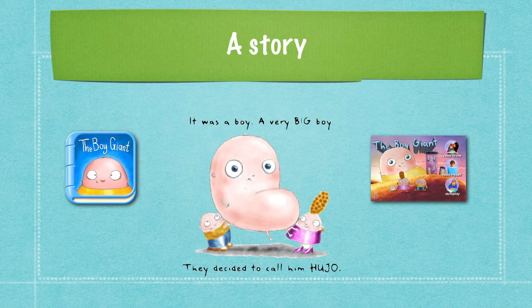I'm sure we all have a favorite story or book that we have either read or had read to us. This story here is kind of cute. It's called The Boy Giant. You can actually purchase it for your smartphone or tablet. It's not that expensive, so if you have a few extra yen, try buying it. I'm sure you'll like the story too.